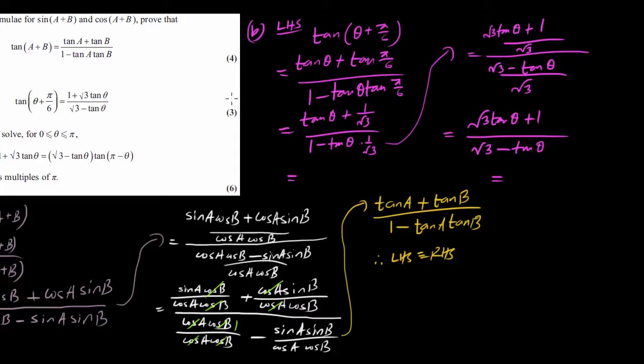So we can just write it as the answer format. So this would be 1 plus square root of 3 tan theta divided by square root of 3 minus tan theta. So this has been shown. Again, we can write left hand side. So therefore, left hand side is identical to right hand side.